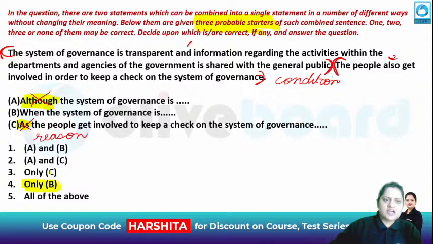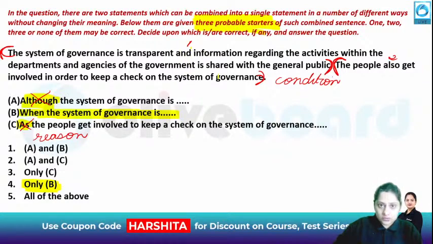You can start with: when the system of governance is transparent and information regarding the activities within the departments and agencies of the government is shared with the general public, comma, the people also get involved. Only when, guys, it is transparent, the people get involved. This is how you have to understand.